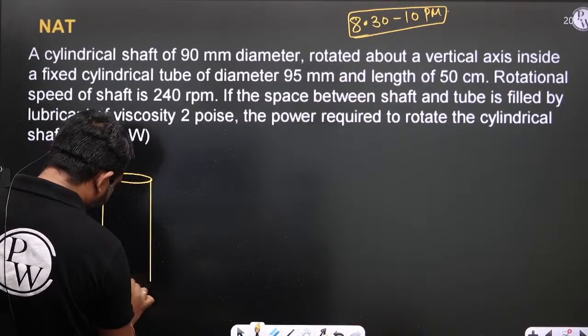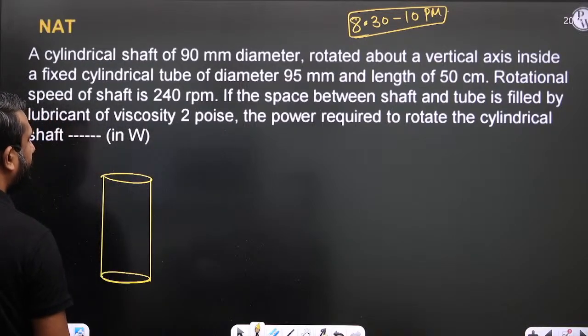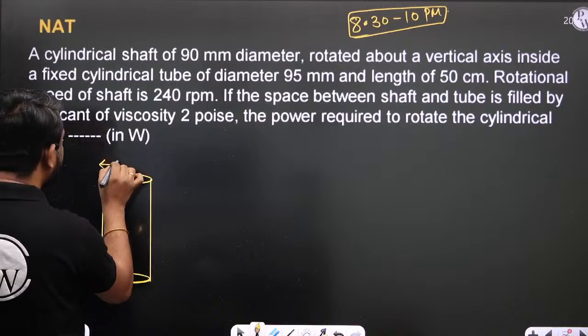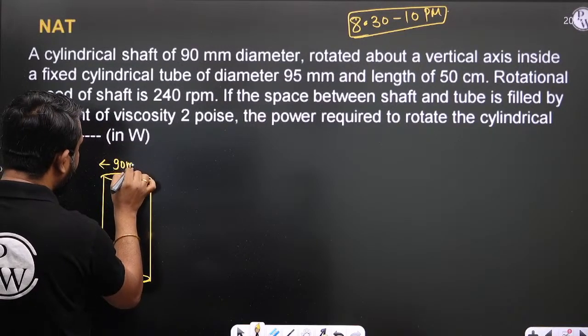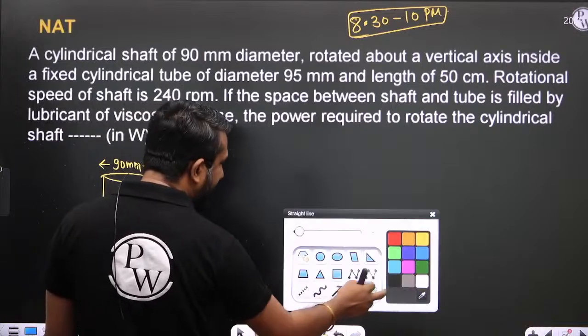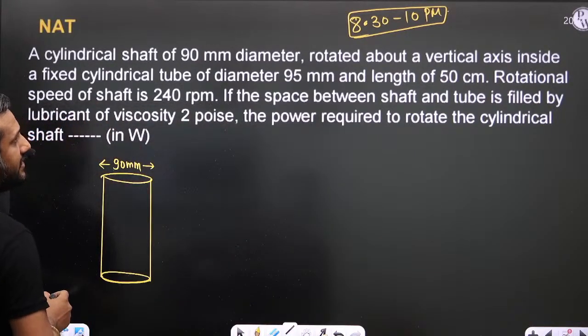Right. This is the cylindrical shaft. And what is the diameter of this cylindrical shaft? The diameter is 90 mm. Right, the diameter is 90 mm. And this shaft is in the vertical tube.